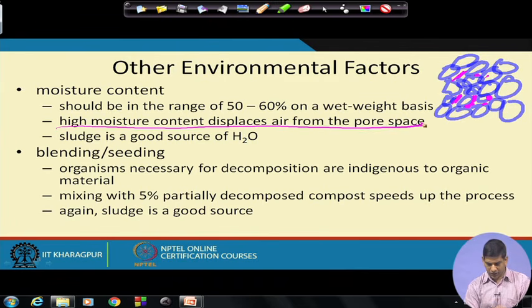So we don't want too much, but around 50 to 60% is what helps, because the bacteria like water. Without water, bacteria will not survive. So it does need water to survive.